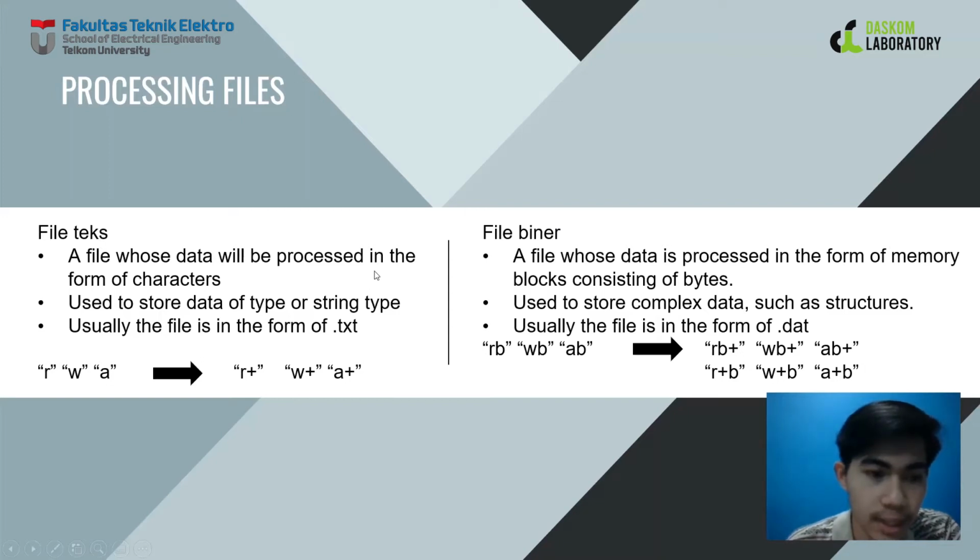The file format for text files is usually .txt, while for binary files, it is usually .dat. For the modes used in text files, we use the modes r, w, a, and the update modes r+, w+, and a+. But in binary files, we add b at the end of each mode, such as rb, wb, and ab.